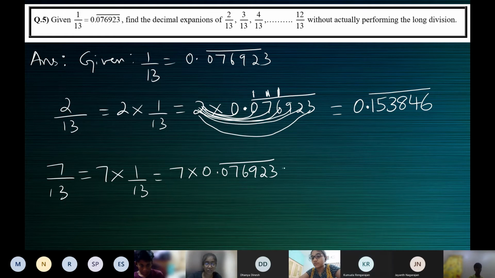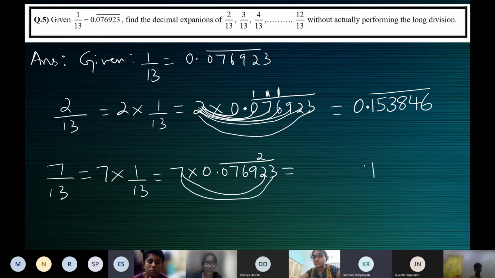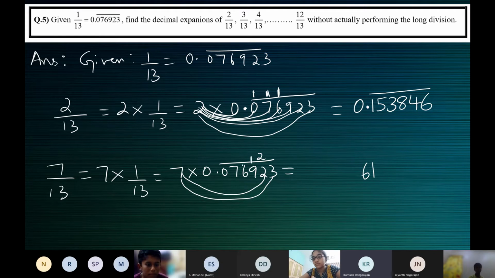0.076923 recurring is equal to, now multiply. 7 into 3. What's the answer? 21. Who carries over? 7 into 2, 14, plus 2, 16. 6, 1 carry over. 7 into 9. 7 nines are 63, plus 1, 64. 4, 6 carry over.